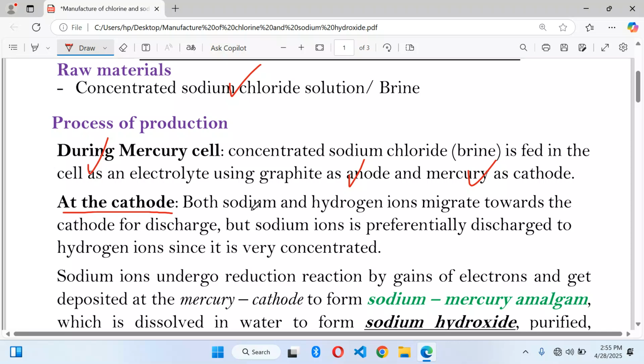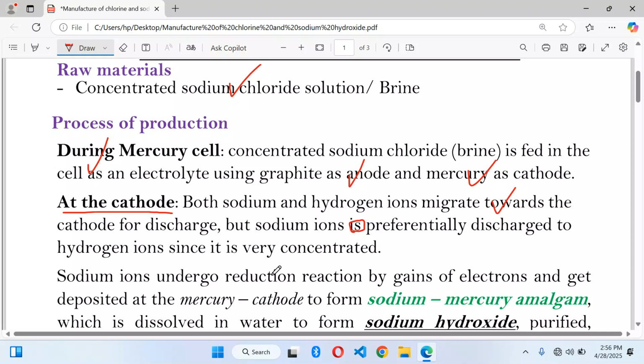So both the sodium and hydrogen ions migrate towards the cathode. They migrate towards the cathode, but sodium ions are preferentially discharged to hydrogen ions since the sodium hydroxide is very concentrated. That's why we're saying that the sodium ions are preferentially discharged to hydrogen ions.